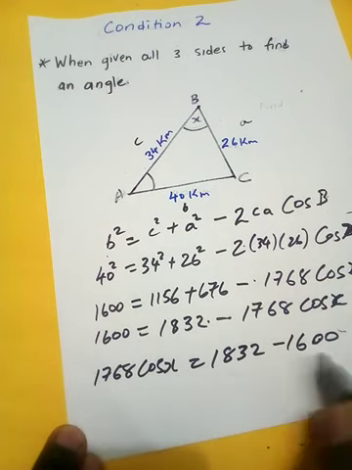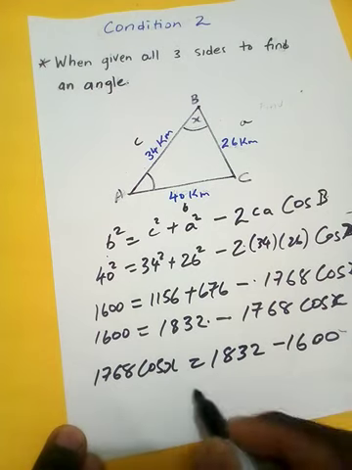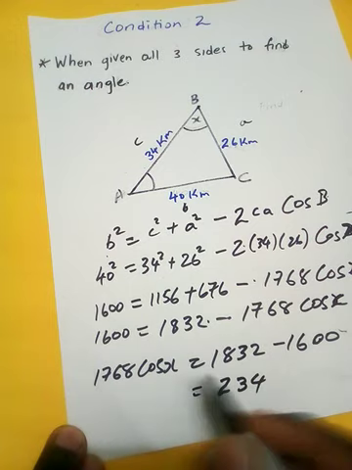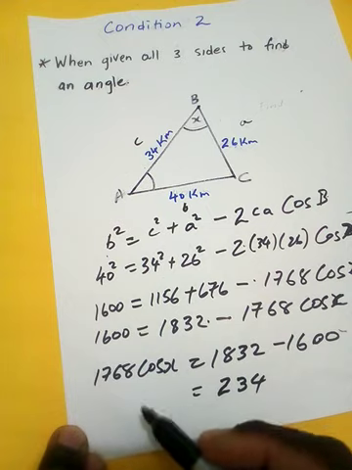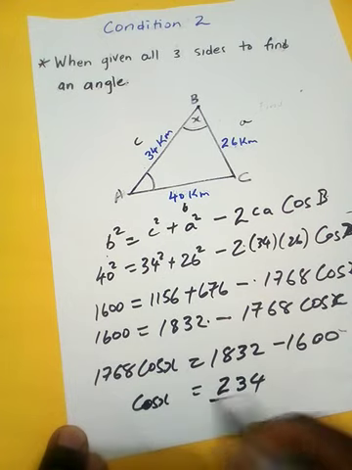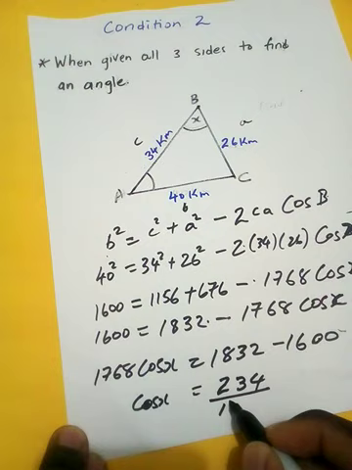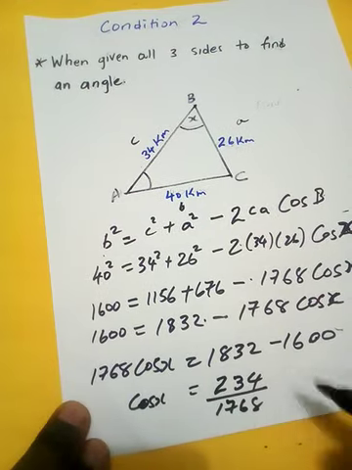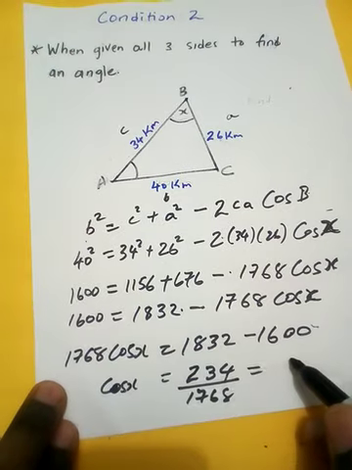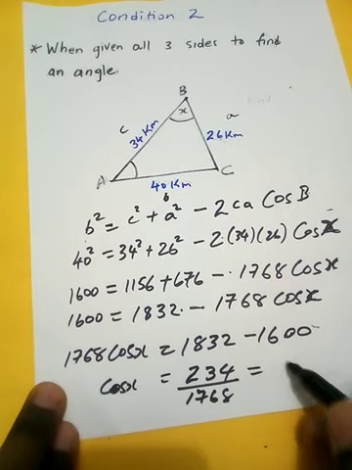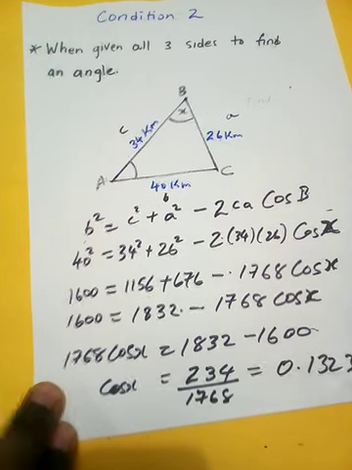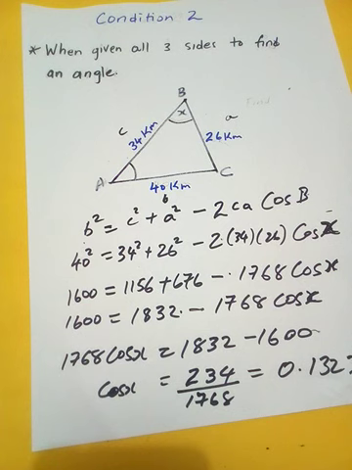When we carry out this computation here, we end up with 234, and we transpose back the 1768, leaving the cos x and dividing by 1768. So 234 divided by 1768, the result will give us 0.1323 and so on.